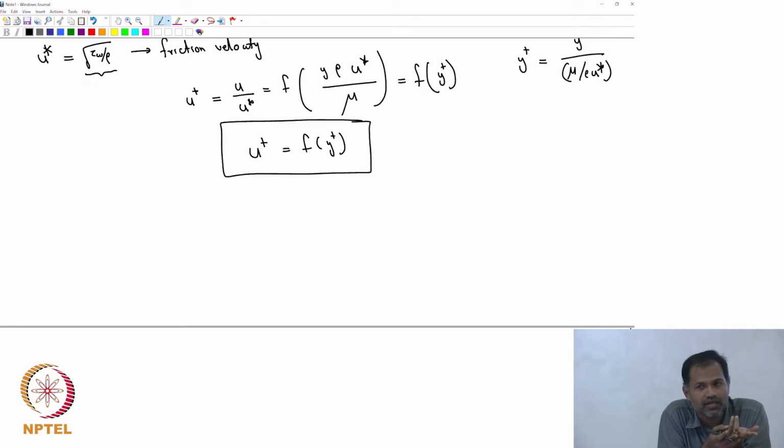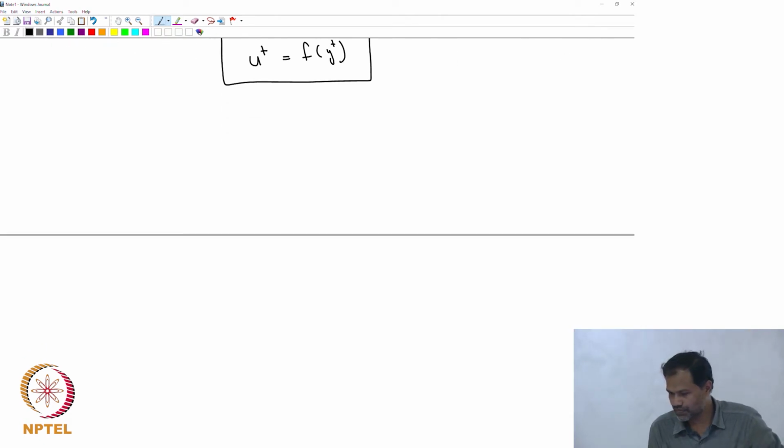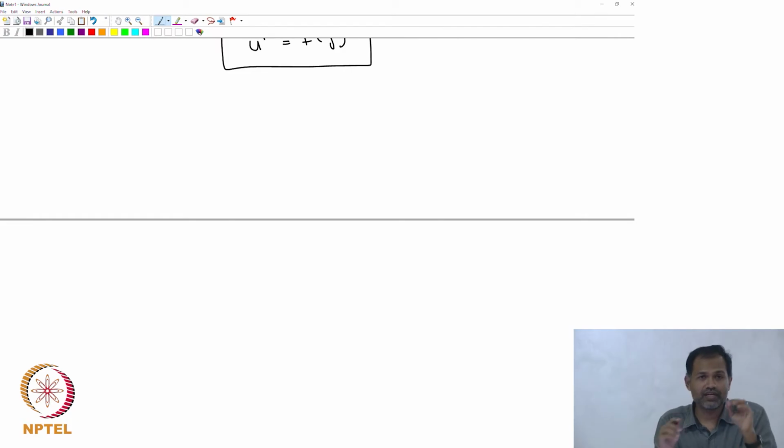During this calculation, we also defined something called a friction velocity, which came out to be root of tau w by rho, which just happened to have the dimensions of velocity. It is not a velocity at all, it is just a magnitude of tau w. That is all we have done. So, having done the wall layer, the next thing that we want to do is the outer turbulent layer.